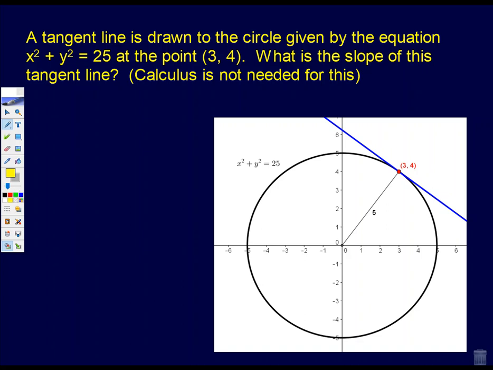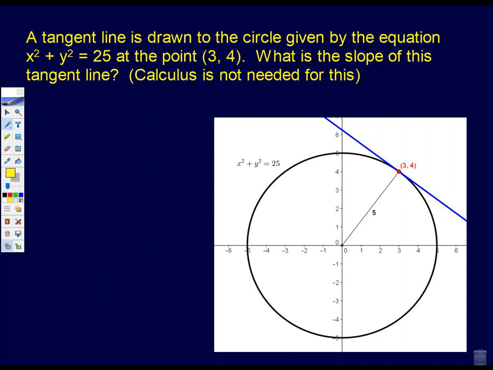And the question here is, without using derivatives or calculus, can we decide and determine what the slope of the blue tangent line is? So you have to know three important facts from your prior math classes.